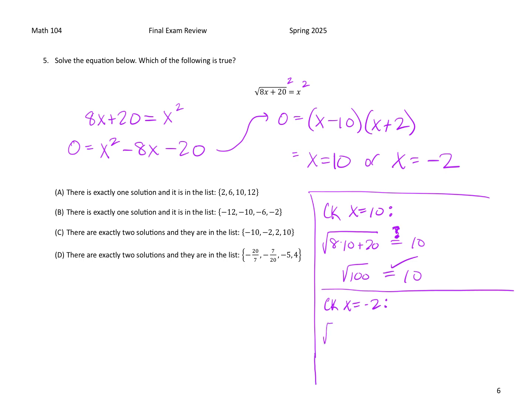Okay, now let's check x equals -2. So I have the square root of 8 times -2. Does that equal -2? Oh, sorry, I forgot the plus 20. Square root of 8 times -2 plus 20. Does that equal -2? So that's -16 plus 20, which is the square root of 4. Does that equal -2? No.